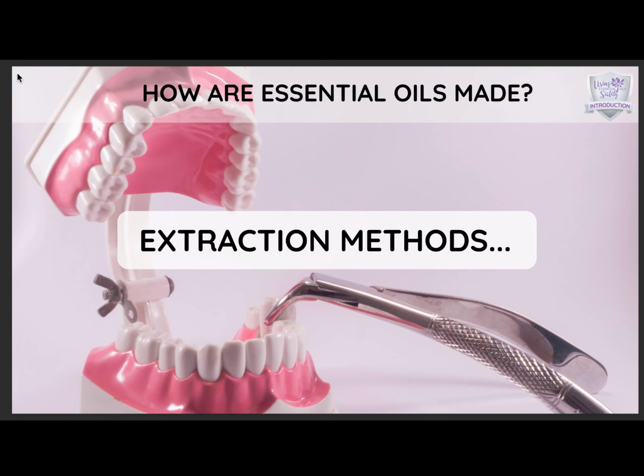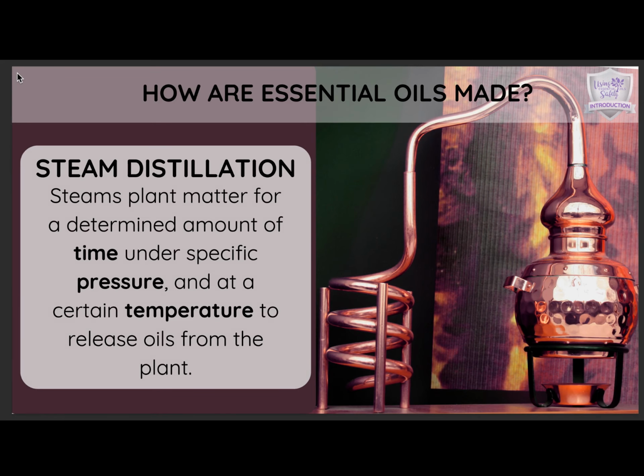Next, we have extraction, which can be done in a number of ways, and I don't mean pulling teeth. Steam distillation is the most common method used to process essential oils. This involves steaming the plant matter of choice, flowers, roots, leaves, etc., for a determined amount of time, under specific pressure and at a certain temperature to release the oils from the plant. The collected oil is officially an essential oil.